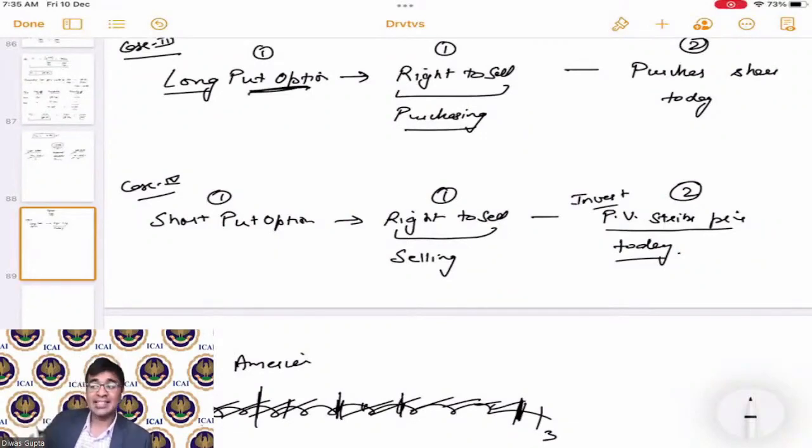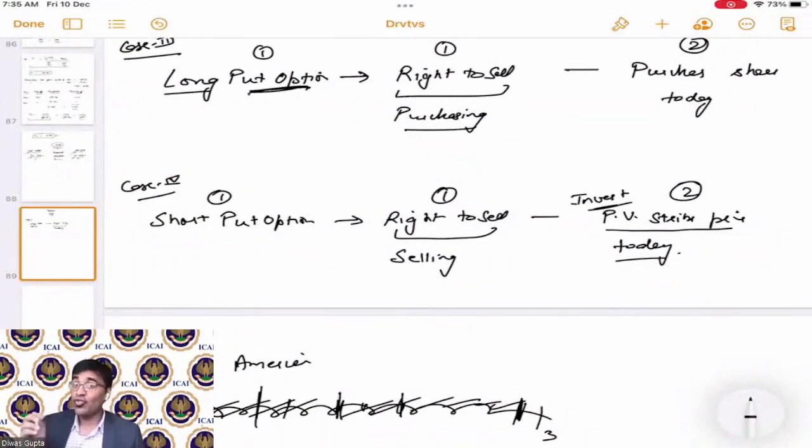Namita is saying sell shares today. Very good, Namita. I will explain this also. Harshad is saying invest idle cash or hold cash. Perfect, Harshad. Your understanding is also correct because we are investing the present value of strike price. Now coming to your point, Namita, let me go one step back since you're saying sell shares today.